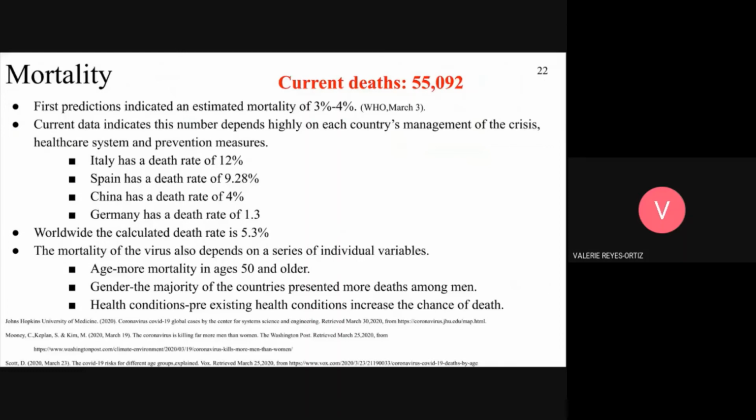Apart from taking the right measures, the mortality of the virus depends on other variables such as age, gender, men being more susceptible to die according to Chinese CDC, which presented data showing that 63.8% of male infected died versus only 36.2% of women. And finally, health conditions.